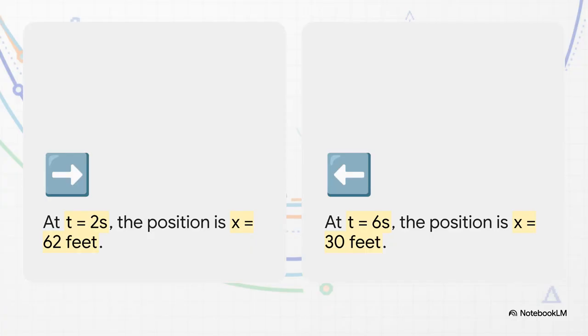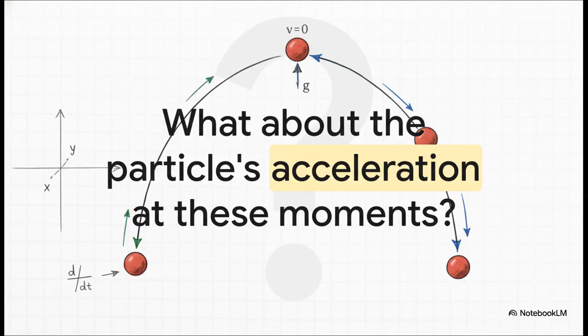At 2 seconds, the particle stops way out at a position of 62 feet. But later, at the 6-second mark, it is stopped back at the 30-foot mark. So now we have a story. The particle moved out, stopped, turned around, and then stopped again. The plot thickens. So we've got the when and the where, but there's one last crucial clue to uncover: acceleration.